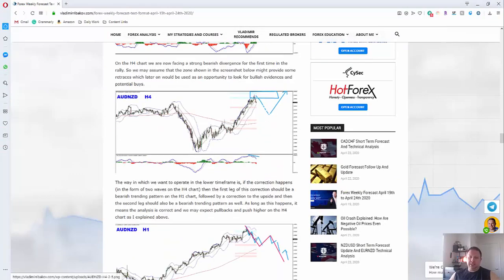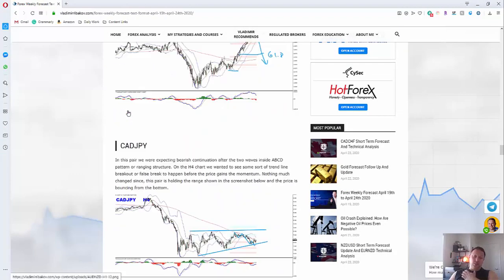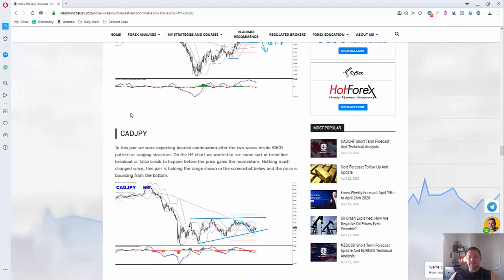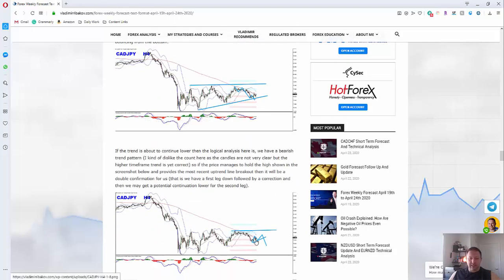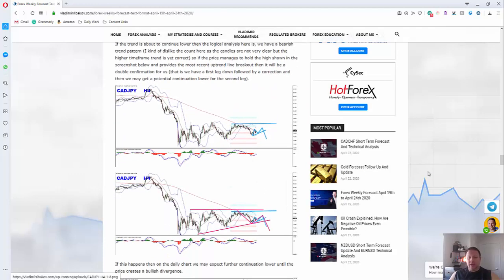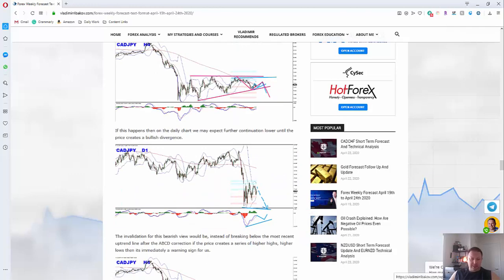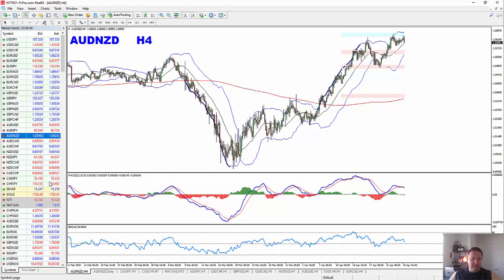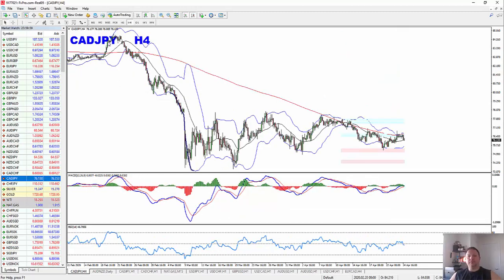So let's go back then to the list, and the next one we had was the CAD yen, with the idea of the 4-hour chart, create that correction and make the move down. Now we wanted to go through and below this bigger range to start and develop the momentum with the daily bearish hit and divergence.